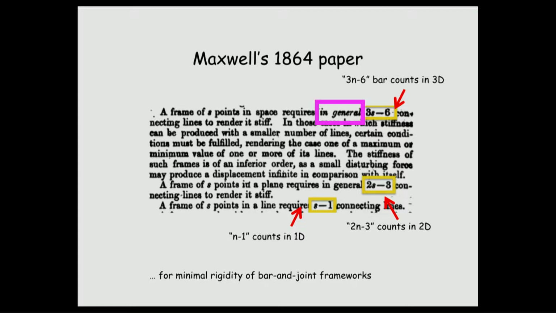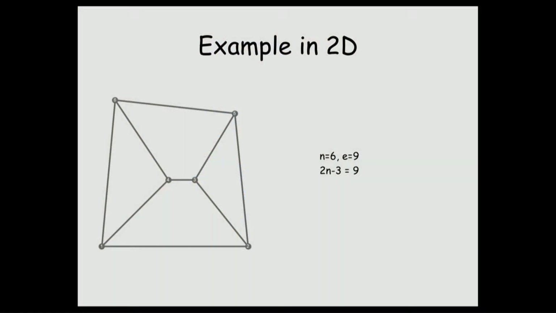And there are these counts which say that in space you need, for n joints, this is the finite case by the way, yeah? You need at least 3n minus 6 bars in order for the framework to be stiff, to be rigid. In dimension 2, 2n minus 3 is the required count. In dimension 1, it's n minus 1, which is essentially a tree. And this is what is required for minimal rigidity. You need at least this number. And of course, this example has 6 vertices, 9 edges, which is exactly 2n minus 3.